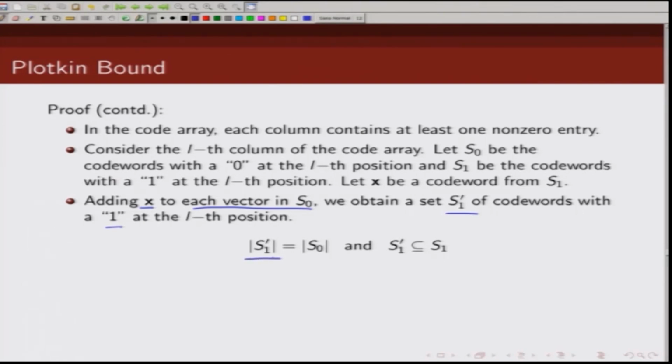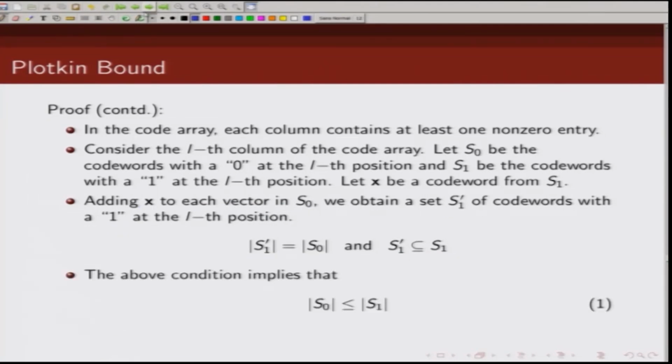So, clearly the number of code words in S1 prime is the same as in the original set S0, and this set S1 prime is a subset of the set of code words which have 1 at the lth location. Now, from this condition we can conclude that the number of code words which have 0 at the lth location must be less than or equal to the number of code words which have 1 at the lth location.